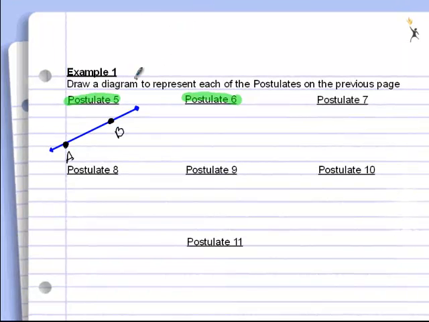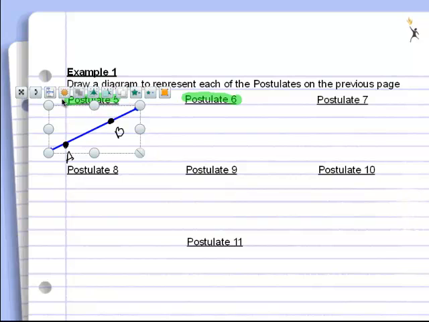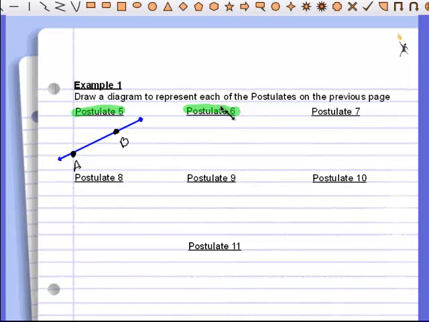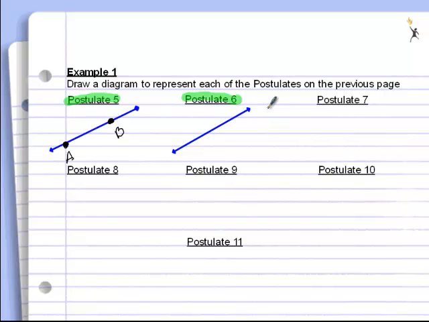Postulate 6 is talking about the same thing, but it says it differently. It says that on any line, like this, and we need to label it. Let's label it like G. On any line, there exists at least 2 points. So we're going to draw 2 points. Because on this line, G, there are at least 2 points. Not that hard? No, of course not.